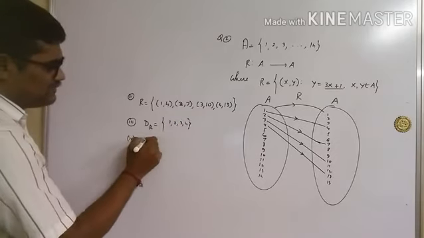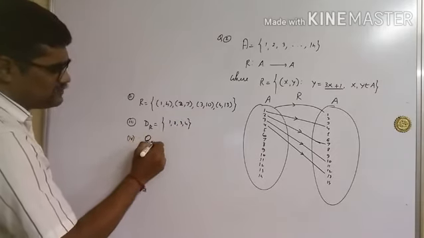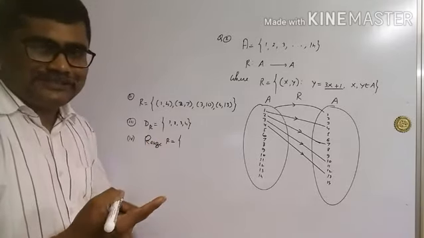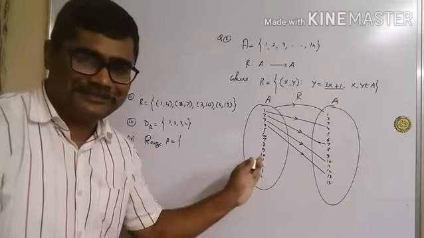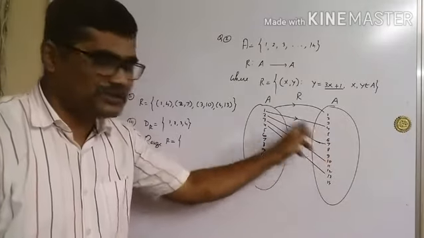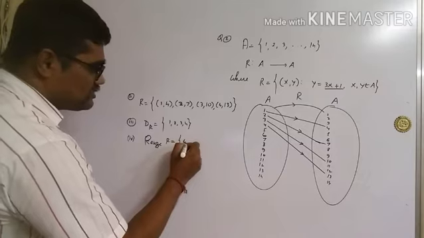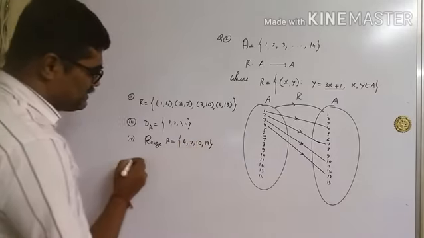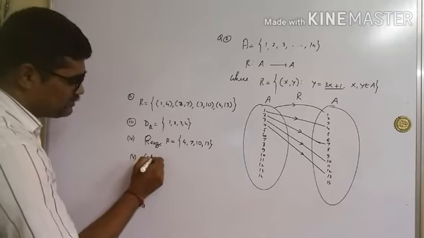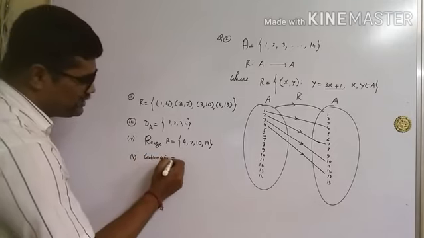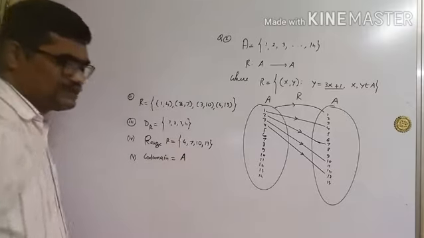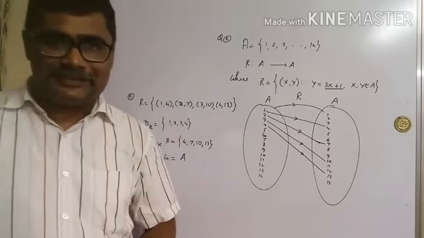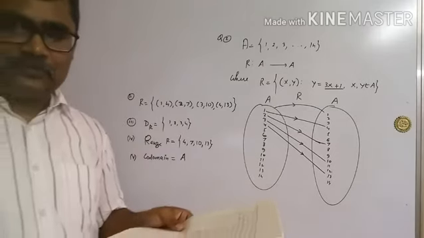And then if I ask you to write what is the range of R, those elements which have pre-images. 4 has pre-image 1, right? So it is 4, 7, 10 and 13. And what is the codomain? Codomain is the right hand side completely, that is A, right? So you are finished. It's an easy question, right?